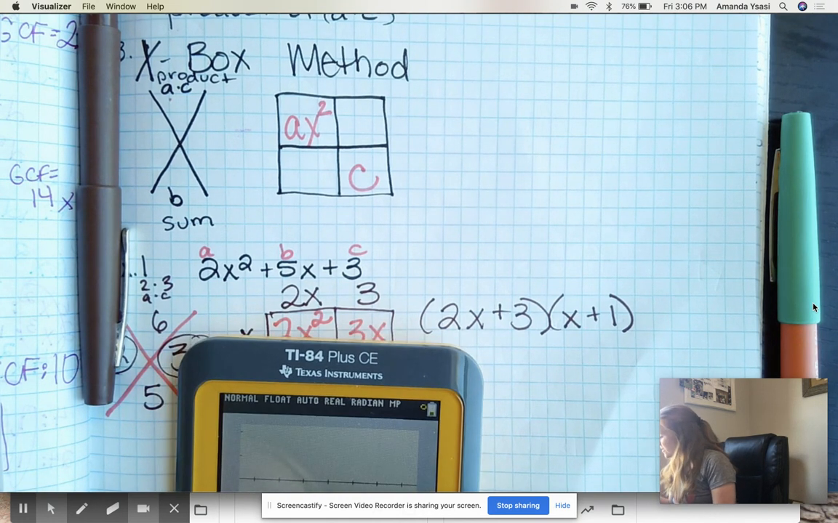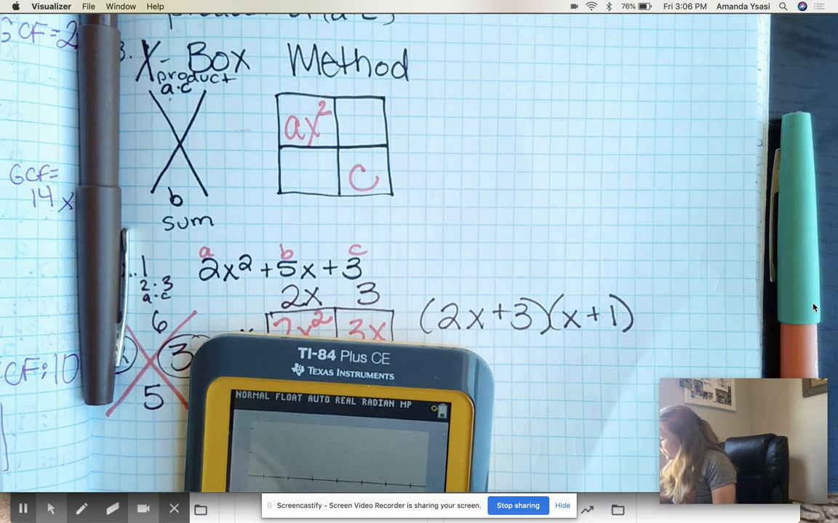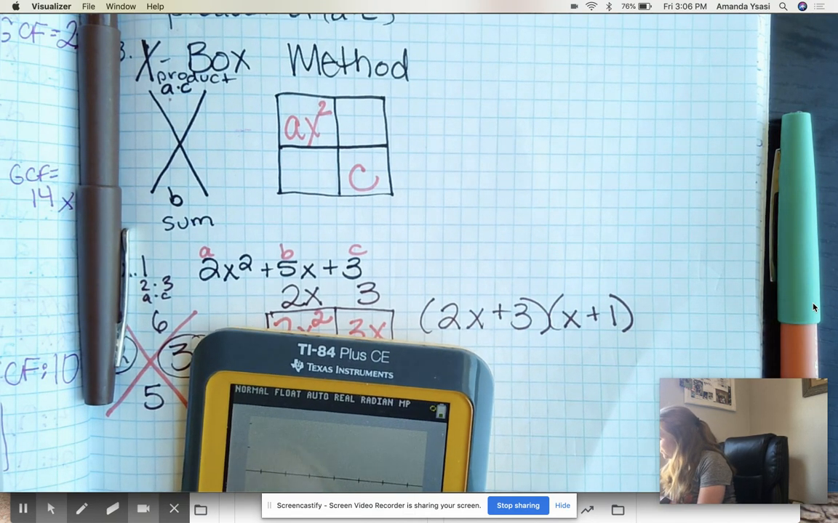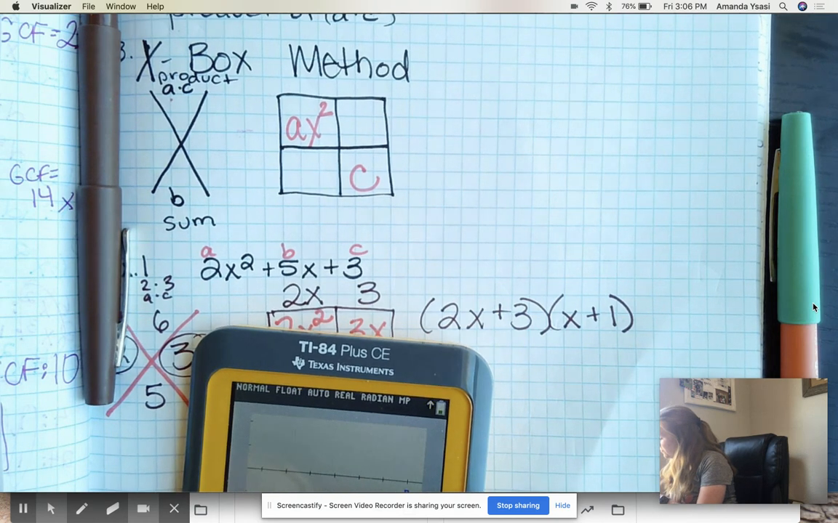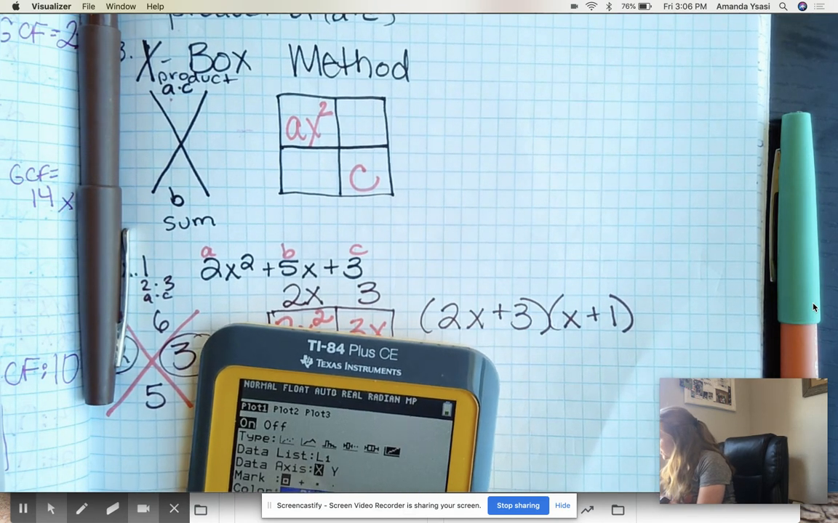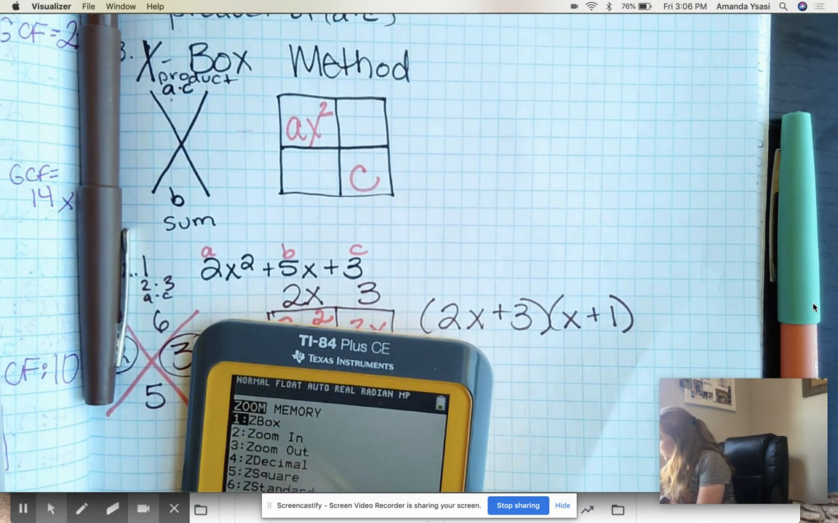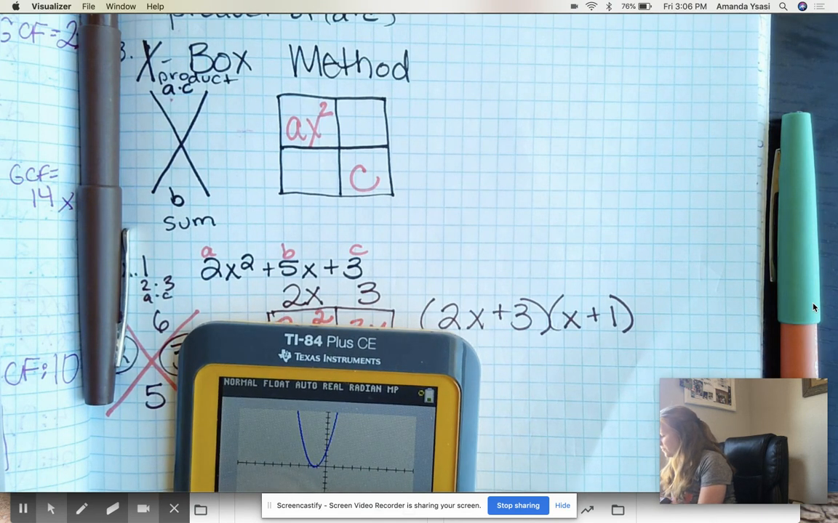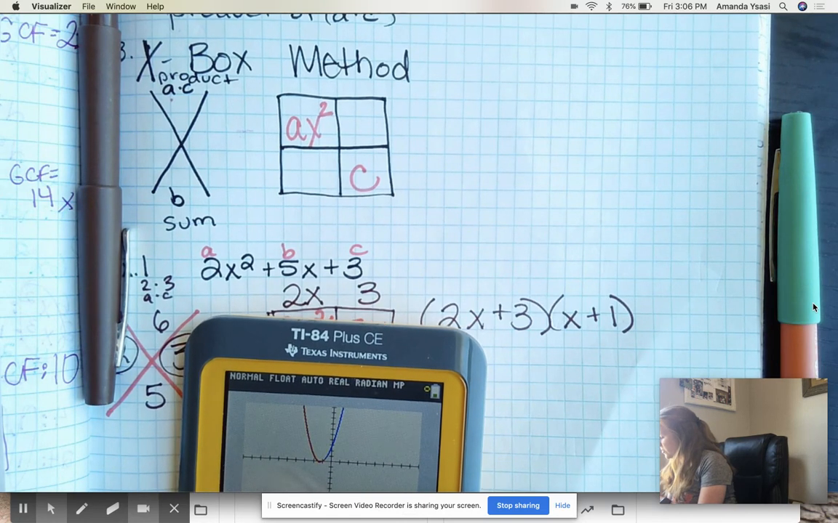Okay, and it should be the same graph. My graph is kind of crazy right now because I have other things on there. But if you look at your table, I need to turn the plot off and zoom 6, and only see 1. So I go to my table.